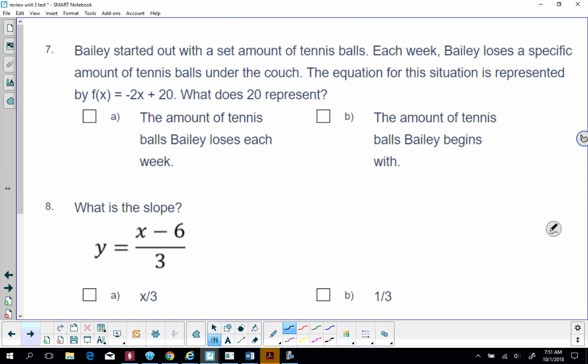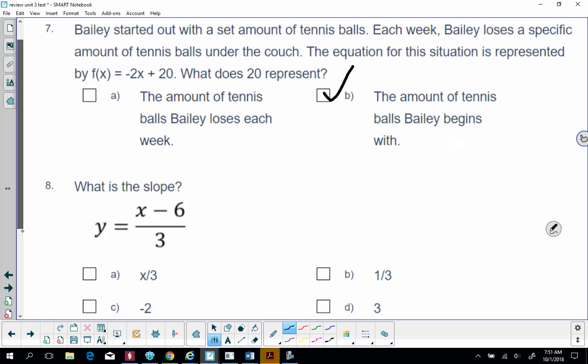Then what does 20 represent? Is it the amount of balls she loses each week, or the amount of tennis balls she begins with? B, the one she begins with, right? Because that's your y-intercept.